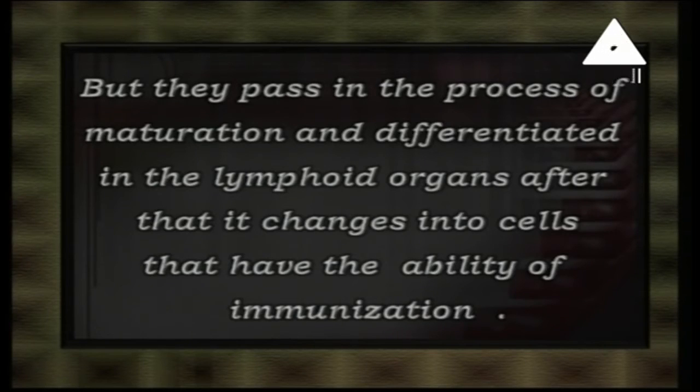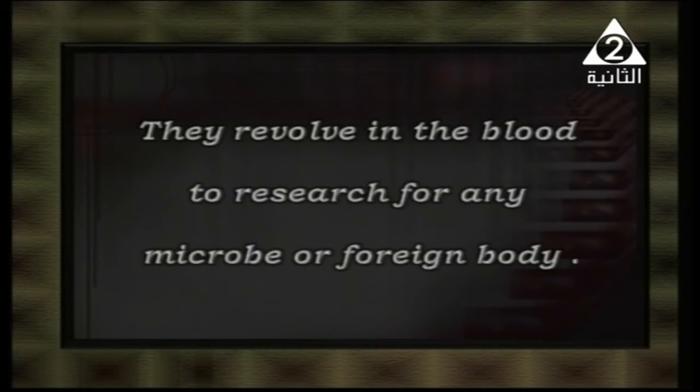So at the beginning of their formation, these cells don't have any kind of immunity, but after that there are two processes. One of them is maturation, growing up, and after that differentiation. Differentiation means what? They become more specialized for a specific pathogen. After that they gain the ability of immunization, and they also circulate in the blood for what? Searching for any microbes or foreign bodies.